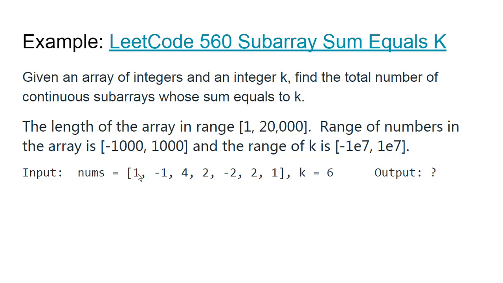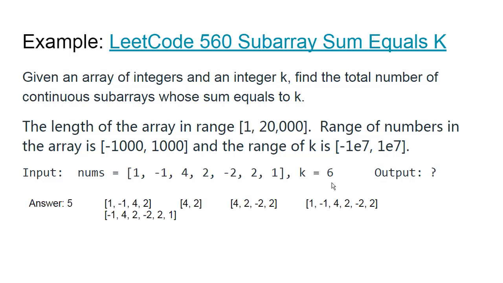So we have 7 elements, and k is 6. We want to find out how many subarrays of this array will sum up to 6. I encourage you to pause and think how many there are. So the answer is 5. There are 5 such subarrays.